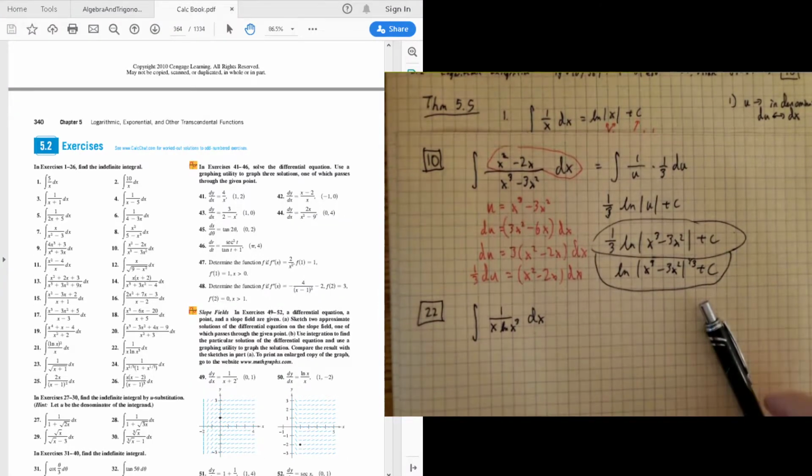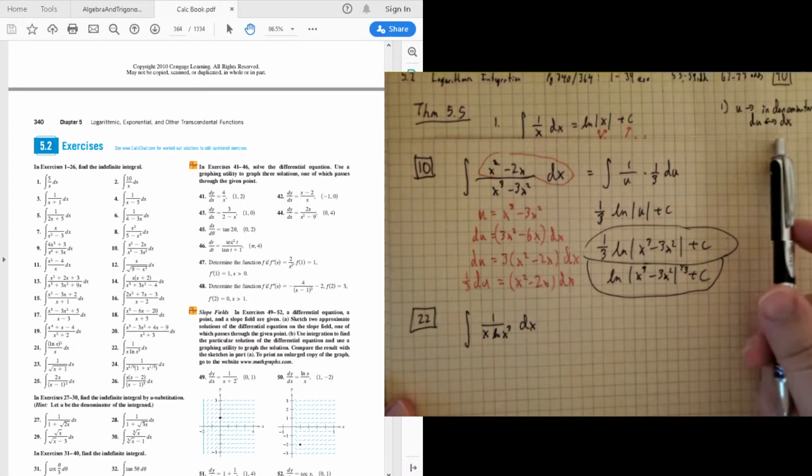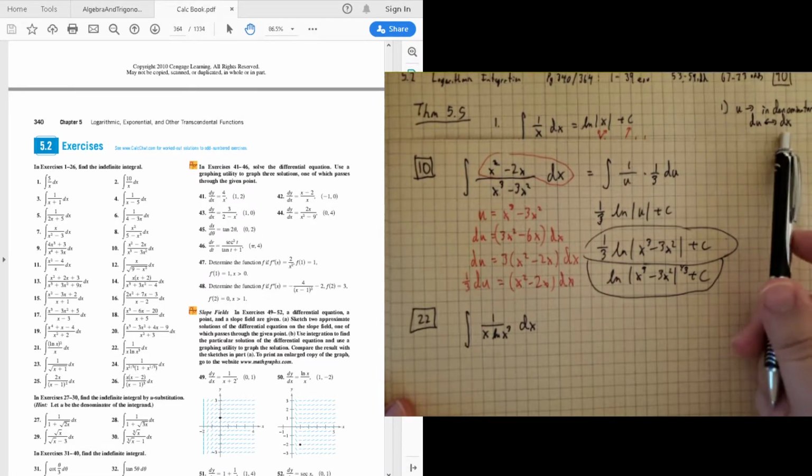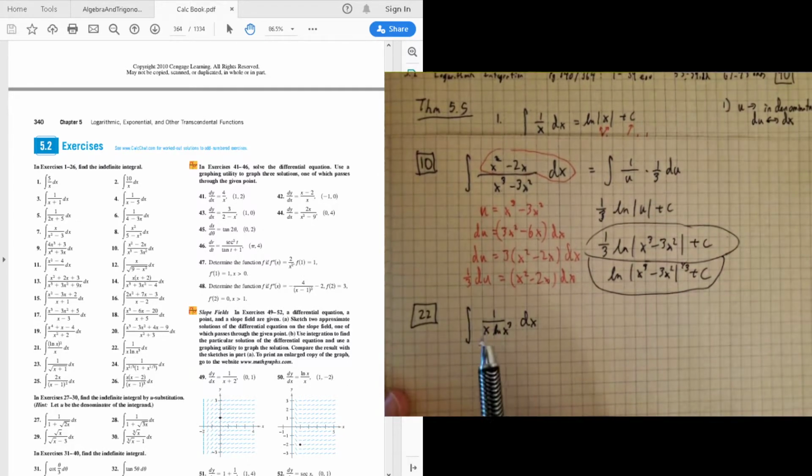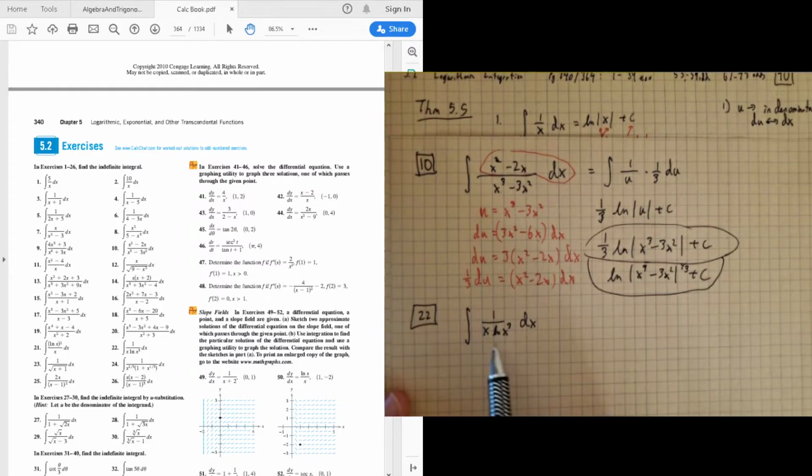First things first, I need to decide upon a u, right? And I want to look for a specific u whose derivative is in the problem already. So in this case, I have some options. I could choose x, but the derivative of x is 1, and I won't have gotten rid of the nastiest thing, which is ln of x cubed. I could also choose this entire thing.